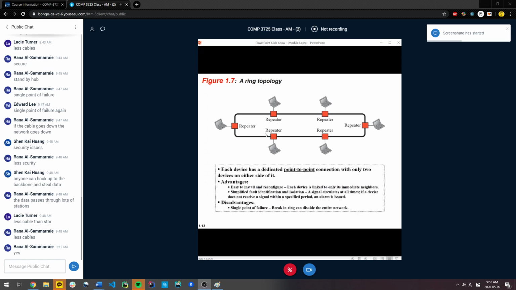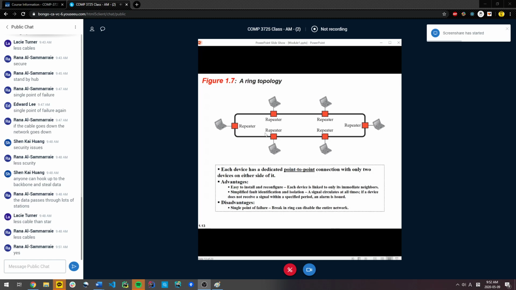Okay. So this is also a dedicated point-to-point between the two devices. The advantages, like with the bus, is that it's very simple to install. It's very easy to reconfigure because it's, again, another tap into the main cable. But it has somewhat more simplified fault isolation because you can now ping to the left and the right of you, versus down the path in one way. But again, such a topology also has a single point of failure, because any breakage in this ring results in the disabling of the network.